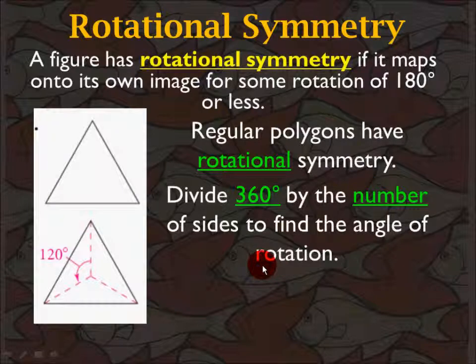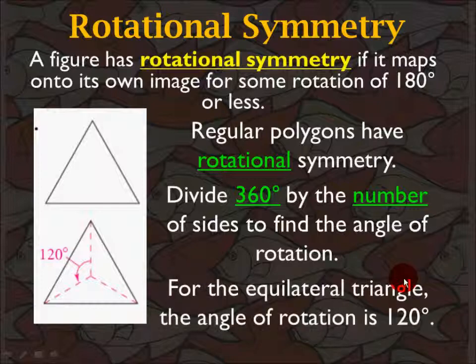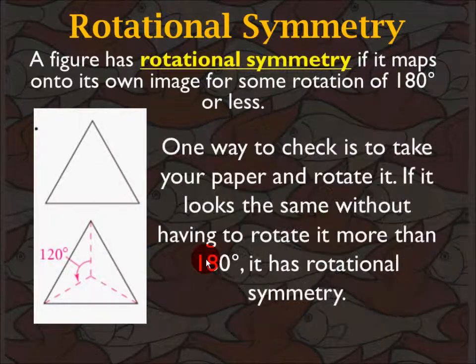To get those numbers, you divide 360 by however many sides the shape has. So if you have a hexagon, you divide 360 by 6. If you have an octagon, you divide it by 8. For an equilateral triangle, the angle of rotation is 120. In other words, if you rotate this triangle 120 degrees, you end up exactly with the same shape as you started with, looking exactly the same way.